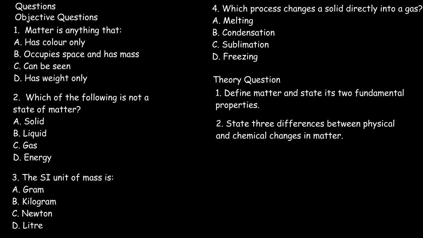Now, question 2 states: state three differences between physical and chemical change in matter. In physical change, no new substance is formed. In chemical change, new substances are formed. Physical change is generally not accompanied by a great amount of heat, while chemical change involves a decent amount of heat. In chemical change, it is not easily reversible, while physical change is easily reversible.